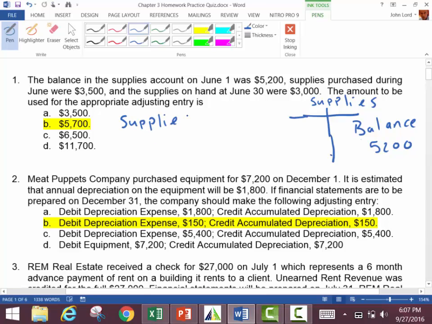Good. See how much neater he is than me? Look at that.